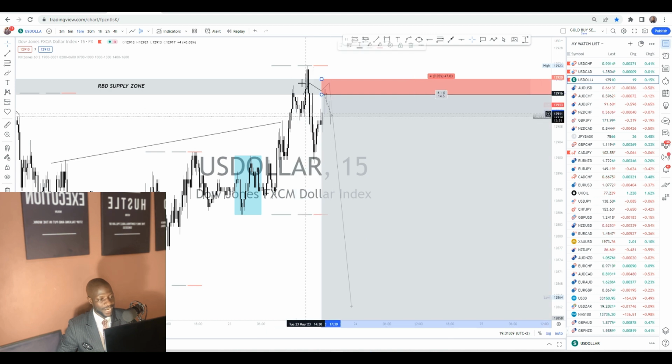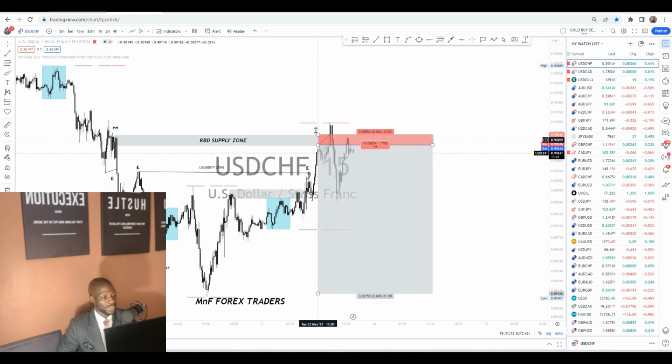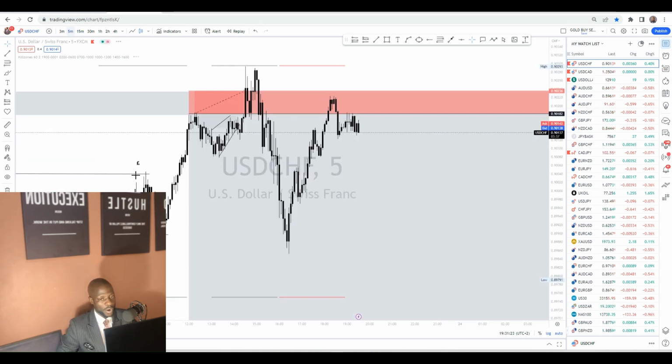So we saw the market actually dropping. We saw this brief drop to the downside, and then when the New York session came in, the market just went to the upside. That's how we actually took a loss on the second trade on USD Swiss right here. So we looked at this level right.